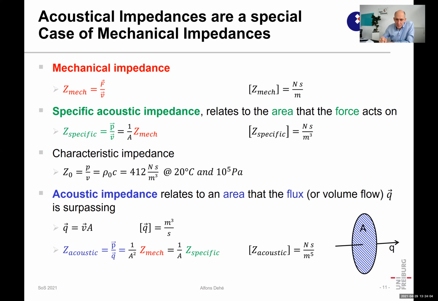And then we come to the acoustic impedance. This is not related to the area, but related to the flux, which is surpassing this area. So flux is velocity times the area. Here, meters cubed per second is the dimension. So it's like a volume, which is rated over a time. And then we get this weird dimension, Newton seconds per meters to the fifth. So we see already we have three different impedance definitions, from mechanics to specific to acoustics, which are only related by the area.